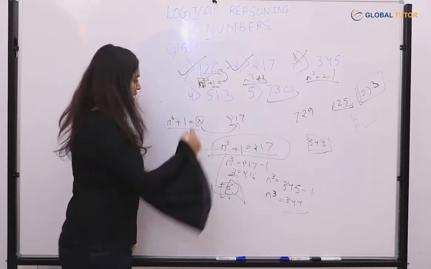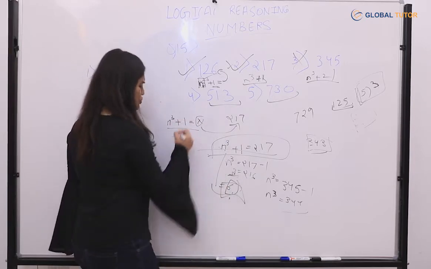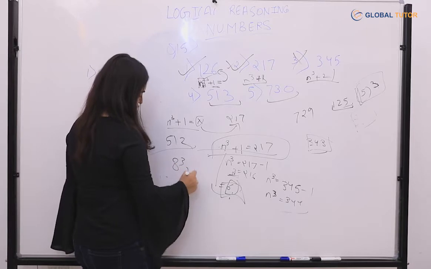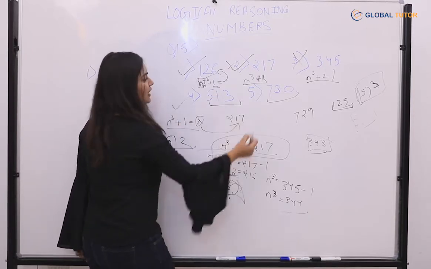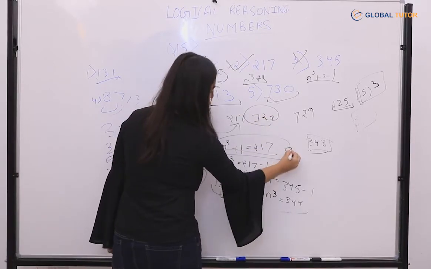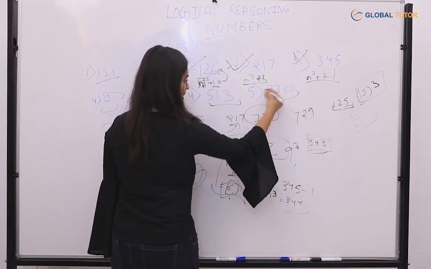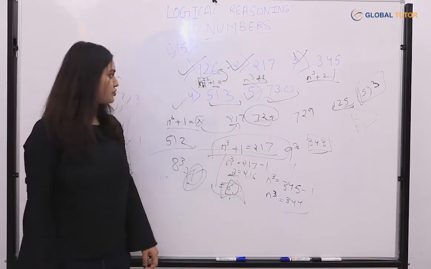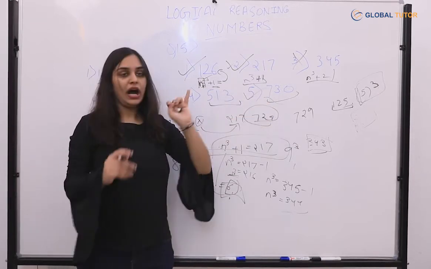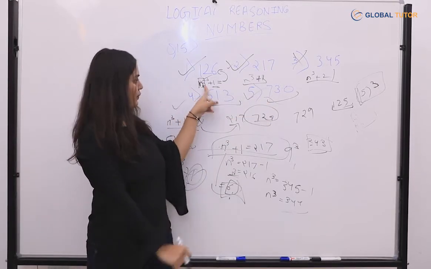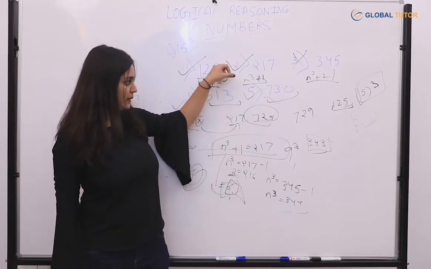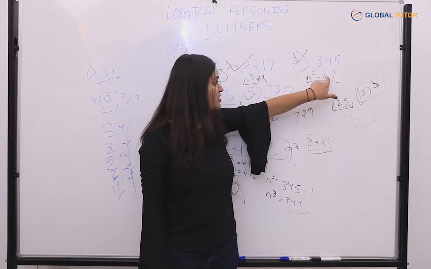Let's test it for the rest. 513, close to 512, which is again 8 cube. 8 cube plus 1, this is right. 730, 729 is the nearest cube, which is 9 cube. 9 cube plus 1 is 730, which means this also holds true. This brings us to the conclusion that all of these numbers hold true for this particular formula, in which you say n cube plus 1 equals this particular number. But for this one, there's n cube plus 2.